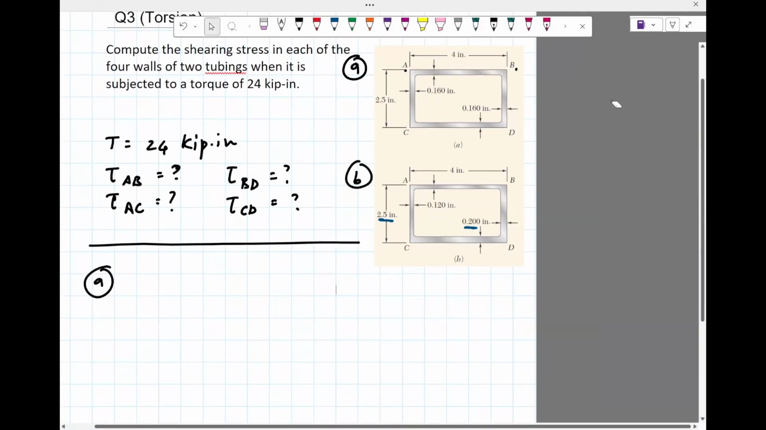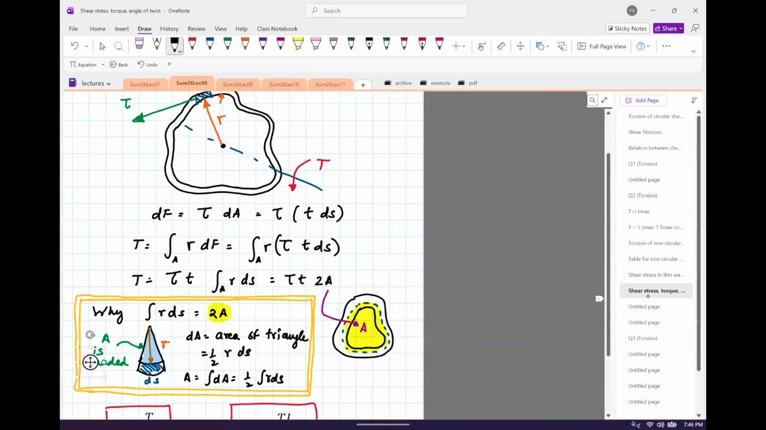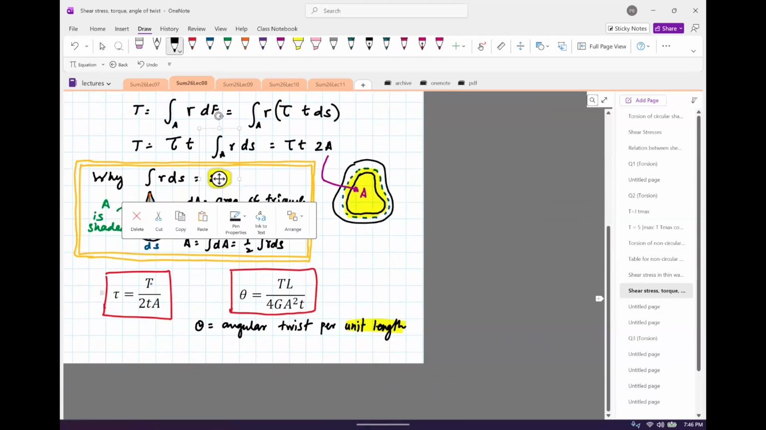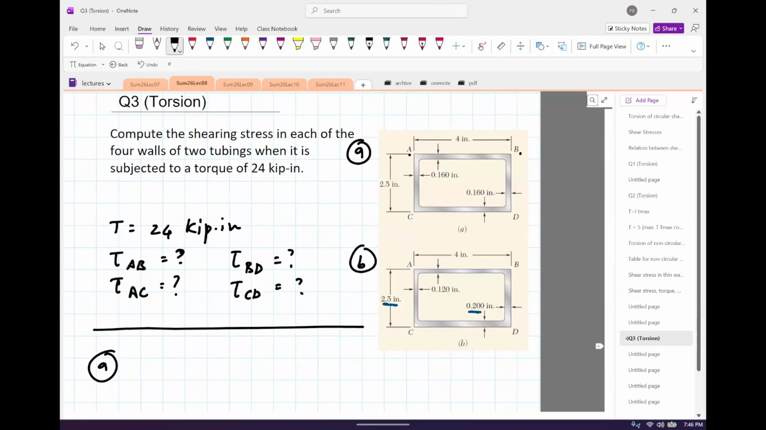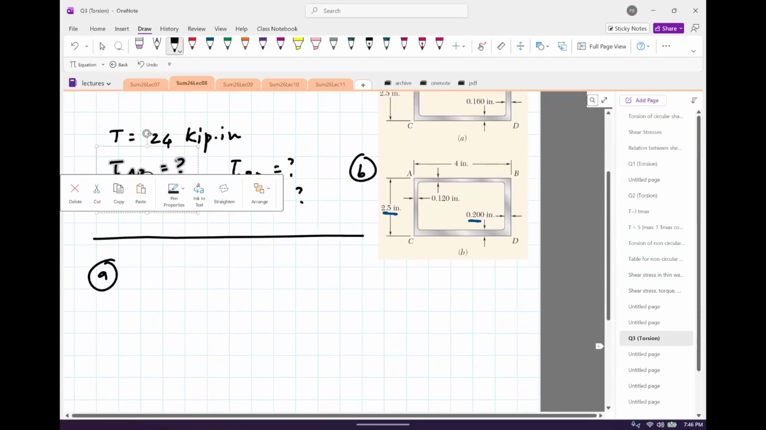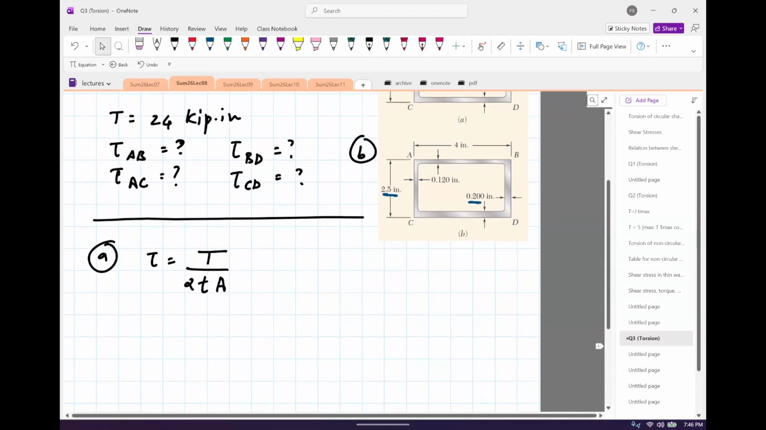So we're given that, now let's see the formula for the shear stress. It is right here. Shear stress is uppercase T divided by 2 times lowercase t times A. Okay, let's take the first section.